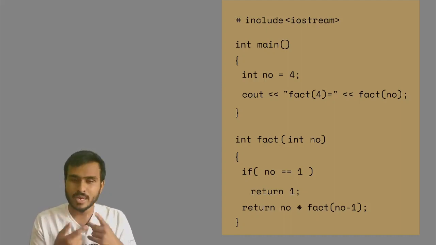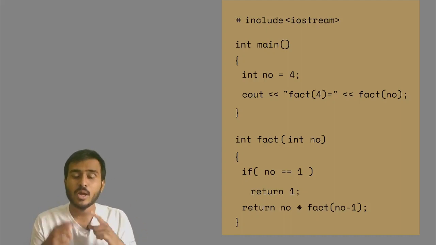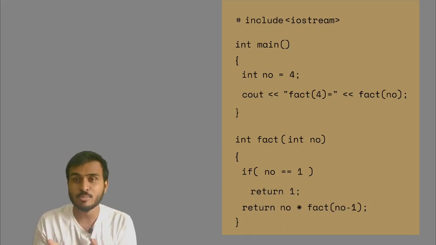Okay, so let me quickly revise. We have the main function. In the main function we have a variable with the name number. Then we are calling the fact function from the main, and we are passing this number as an input to the fact.